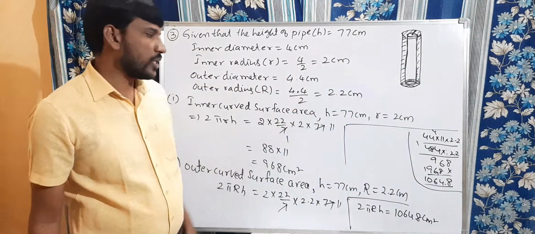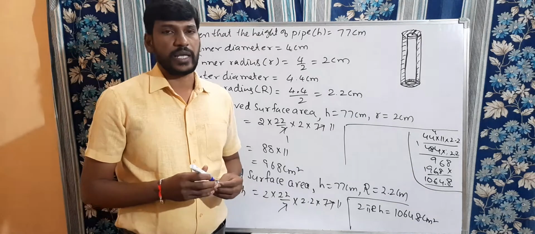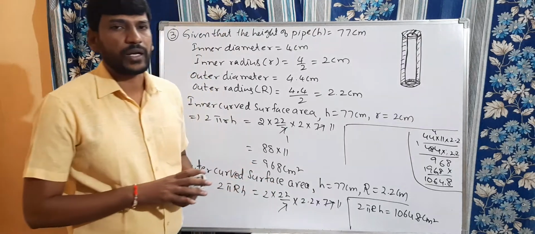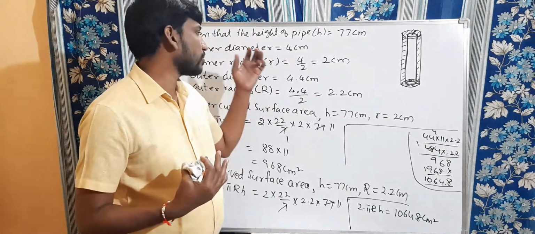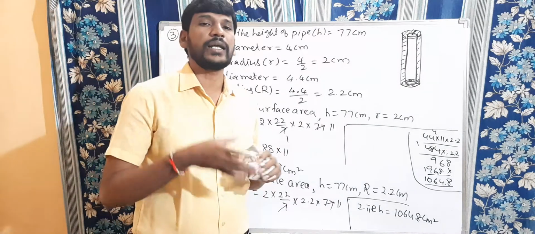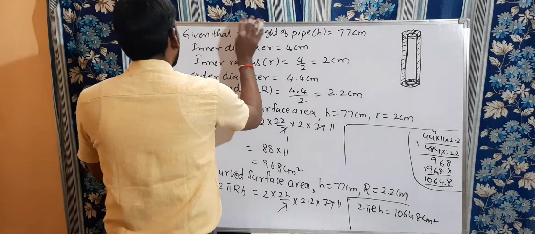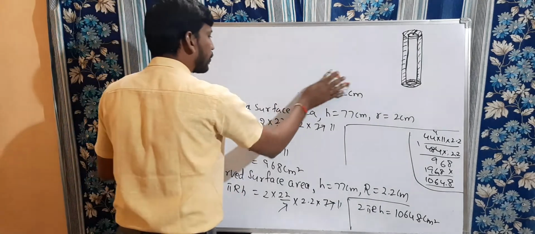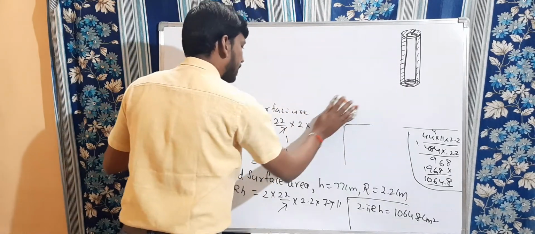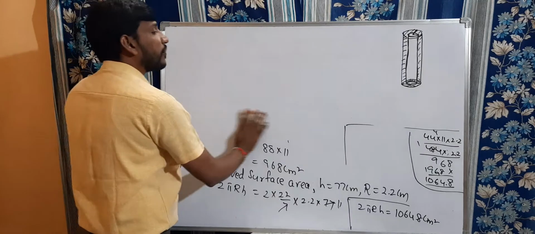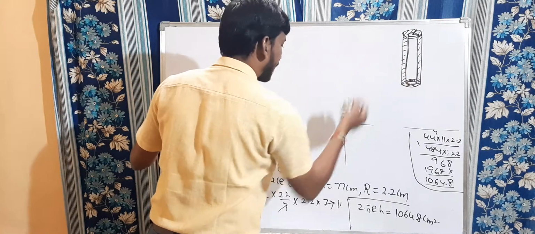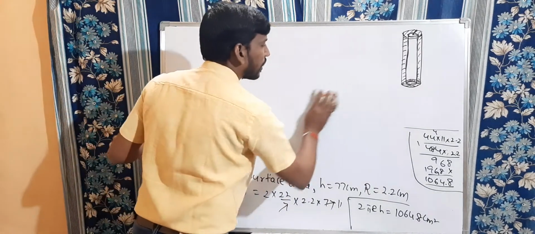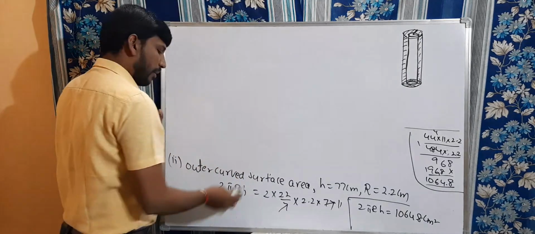So that is the outer curved surface area of the pipe. Clear? Now we need to find the total surface area. Here you will get a small doubt. To find the total surface area, which radius are we going to consider, small r or capital R? That is very important in this problem. To find the TSA of this pipe, we need to add the inner curved surface area plus the outer curved surface area, and in between these two cylinders we have some part. That also we need to add to find the total surface area of the pipe.